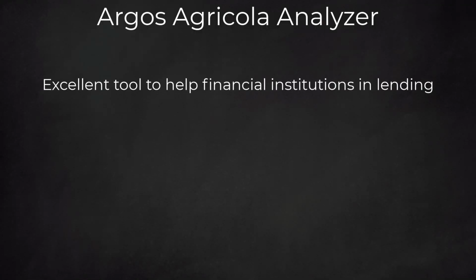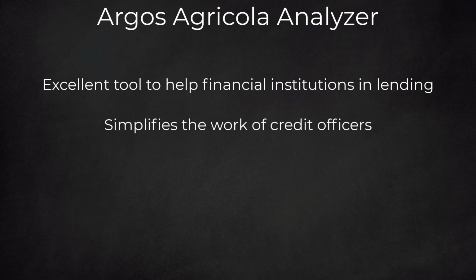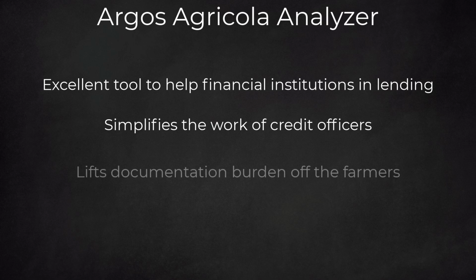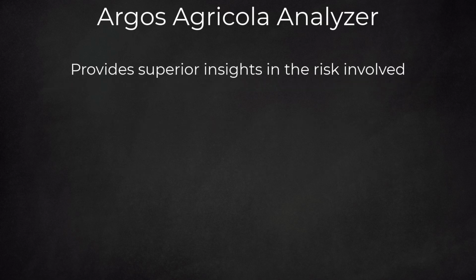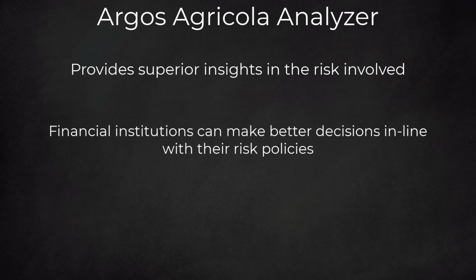We conclude that the Argos Agricola Analyser is an excellent tool to help financial institutions in lending to the agricultural sector. The AAA simplifies the work of the credit officers. Also, the tool lifts the documentation burden off the farmers. Moreover, the AAA provides superior insights in the risk associated with the loan application. This way, financial institutions can make better lending decisions in line with their risk policies.